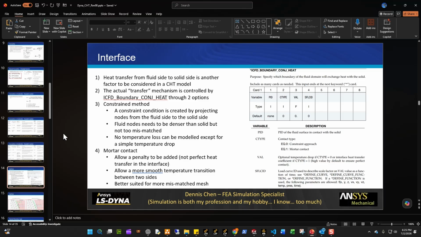This interface has two different options currently in Dyna that you can look at. One is essentially by looking at a constraint option.